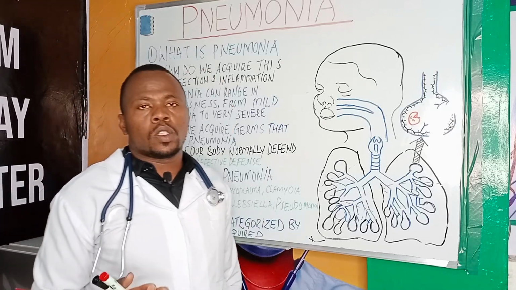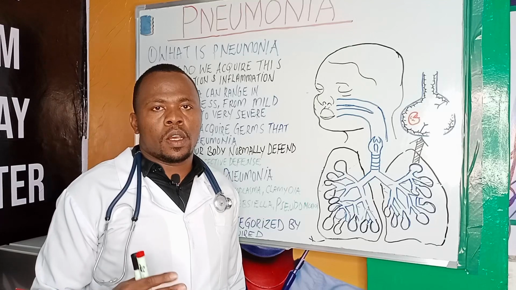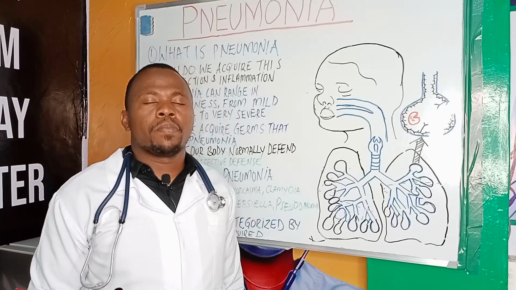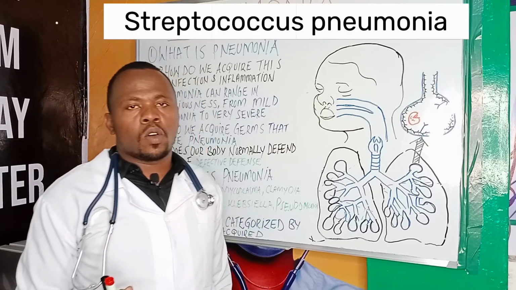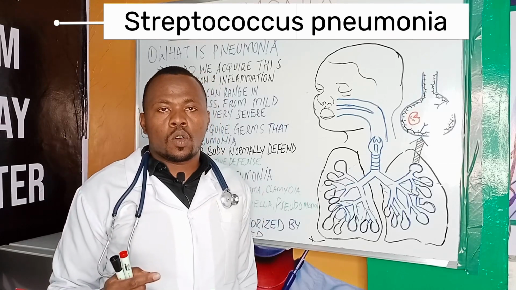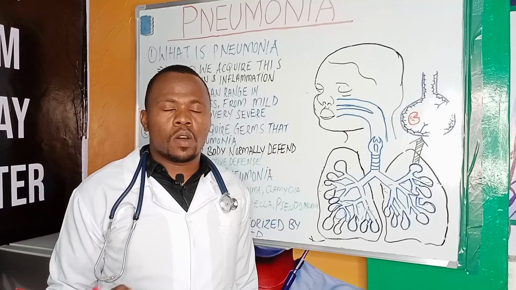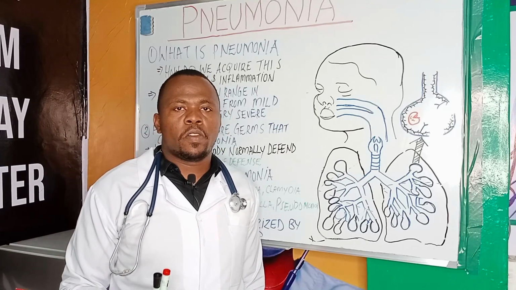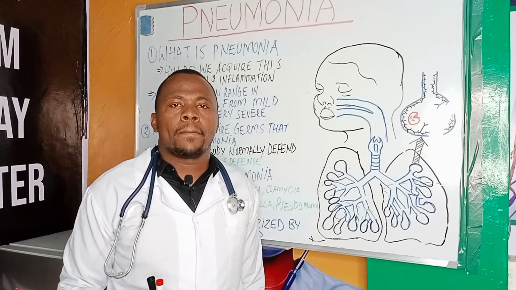From there, what causes pneumonia? 80% of germs that cause pneumonia are bacteria. These bacteria include Streptococcus pneumoniae. Streptococcus pneumoniae is the most common cause of pneumonia. These bacteria account for around 65% of pneumonia cases. Number two, we have Haemophilus influenzae, which is the second most common cause of pneumonia.